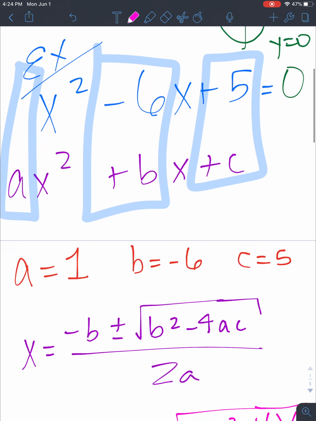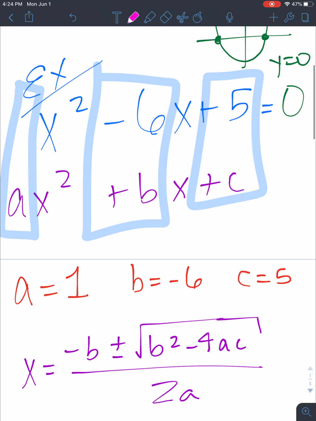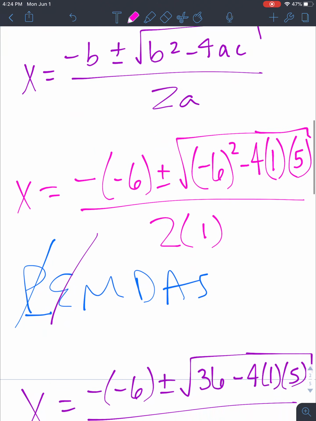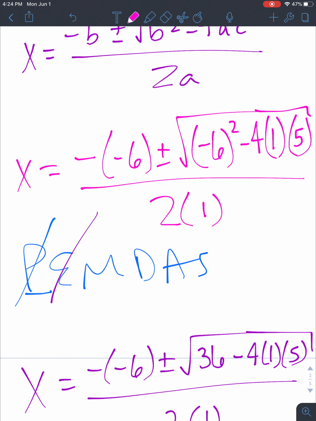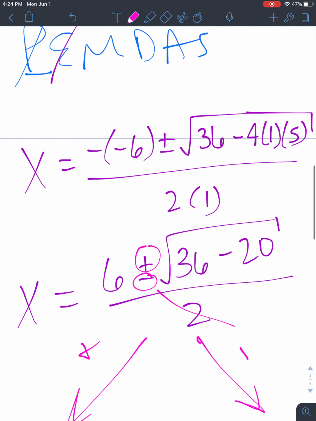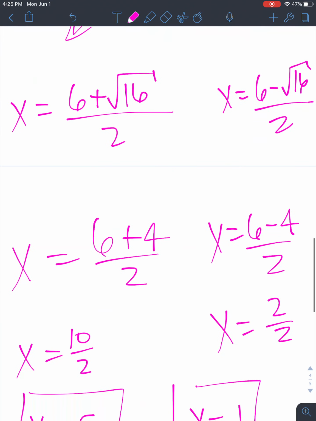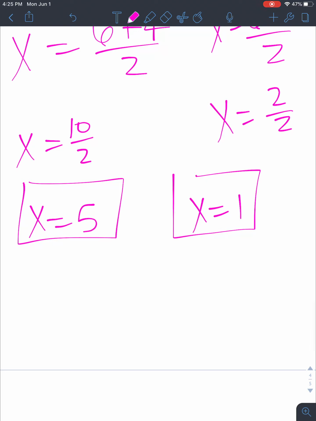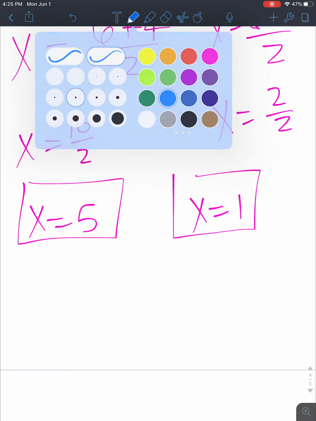So what we did was, bringing us back to the beginning, we started by identifying our A, our B, and our C, and plugged them into the formula. Then from that formula, we had to follow PEMDAS in order to get our final answers. PEMDAS is going to be the most difficult part of the quadratic formula because you have to follow every single step. All right, let's go ahead and have y'all try one.